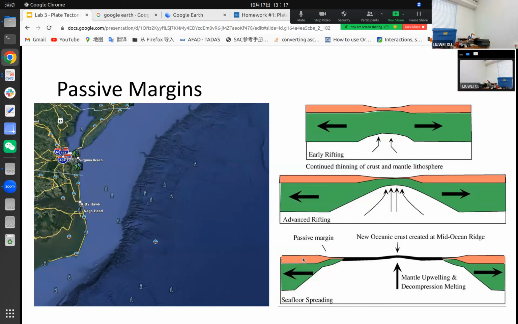So pay attention to this part. This is what we call continental shelves. Although it's buried beneath the water, it still belongs to the continental crust. And if you go further to the ocean side, at some places you will see a very sharp drop in the altitude of the ocean bottom, and then it becomes the oceanic crust.